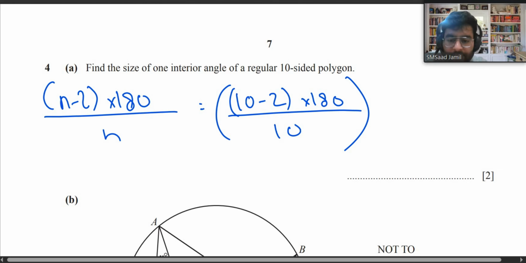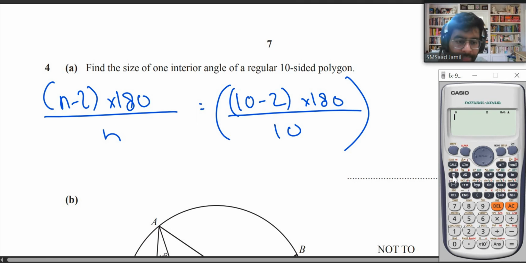Alright. So 10 minus 2 is 8. Multiply by 180 divide by 10. So we have 144. So the size of one interior angle is 144.